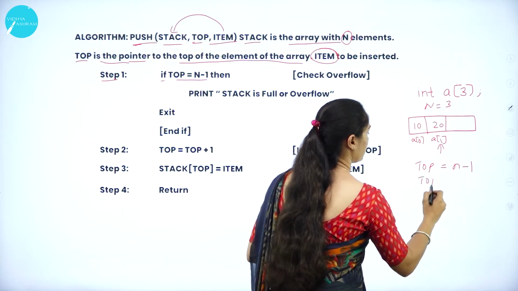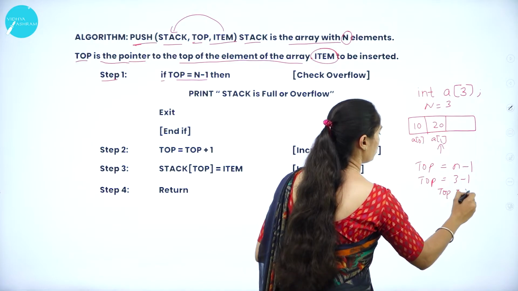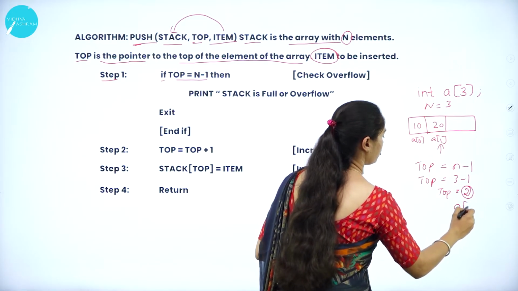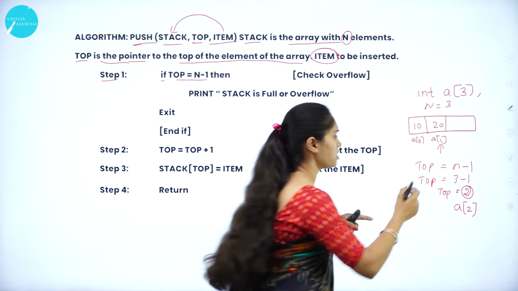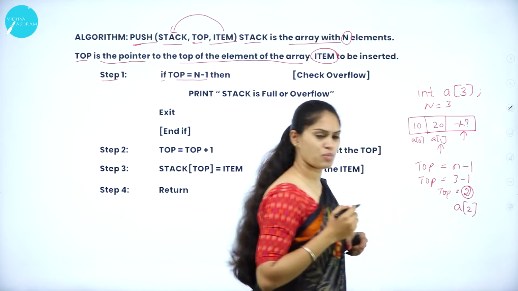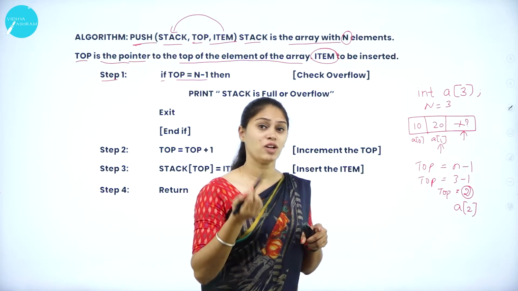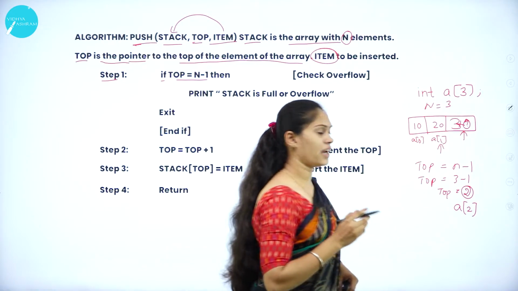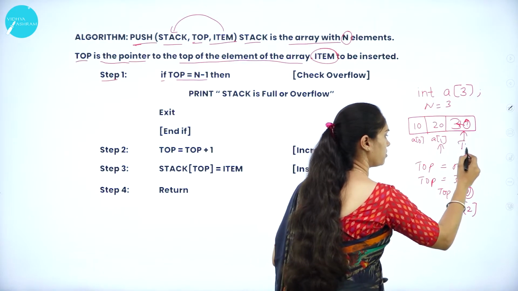Top is equal to 3 minus 1. If it is 3 minus 1, top is equal to 2. So that is A of 2. Is top at A of 2? Is top pointing to this position? No, right? When will it point to this position? When I have one more element. At that time, top becomes here.